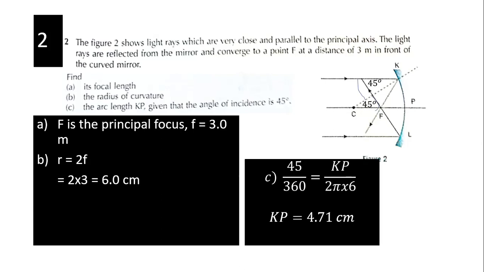This is your math problem, nothing about physics. We just try to get you to use your math. What's the problem? I just take 45, compare with the total angle, which is 360. And then 45 is this arc, right? K is here, not there. KP is here. Compare to circumference. Circumference is 2 pi r. That's all.